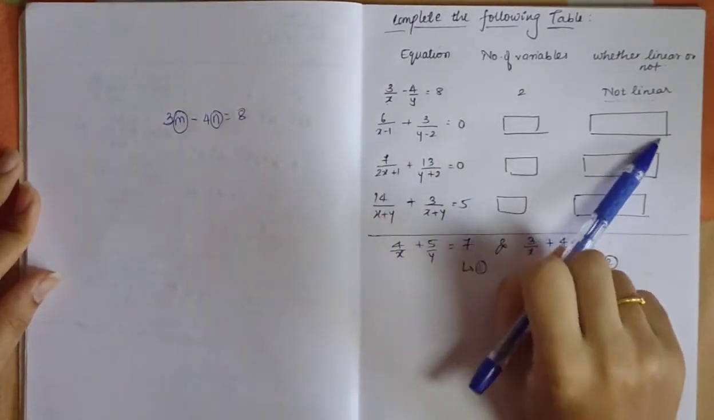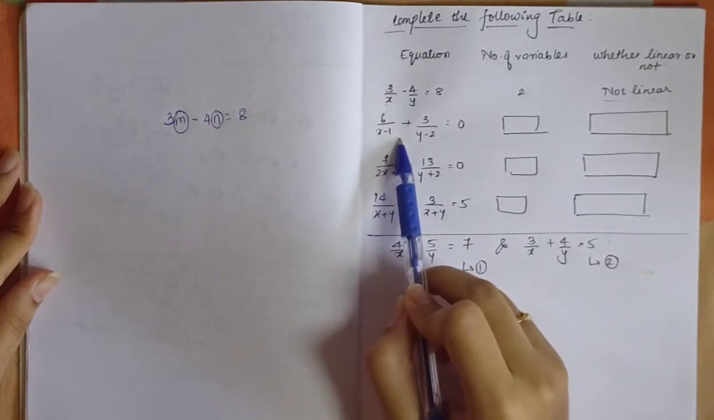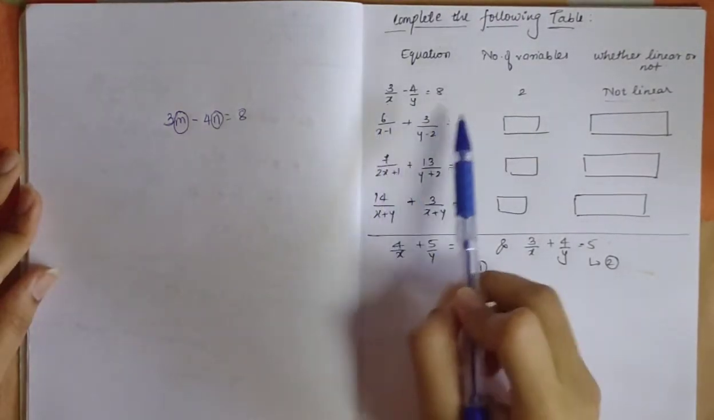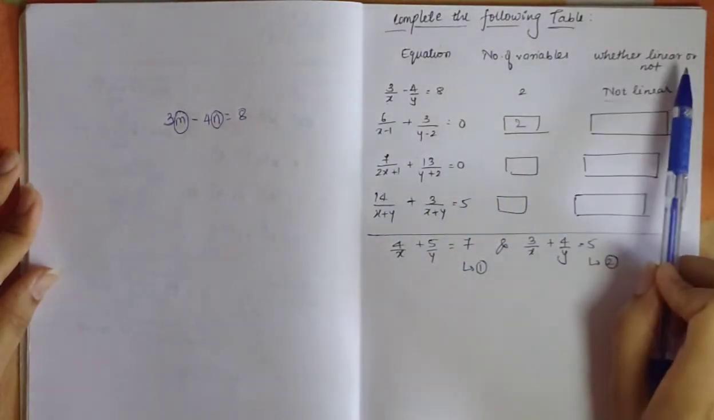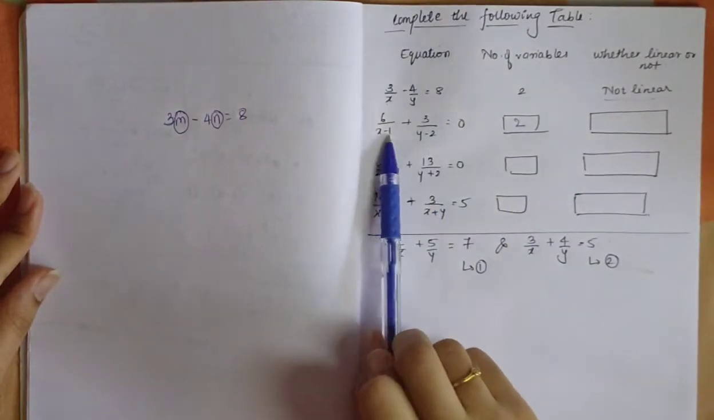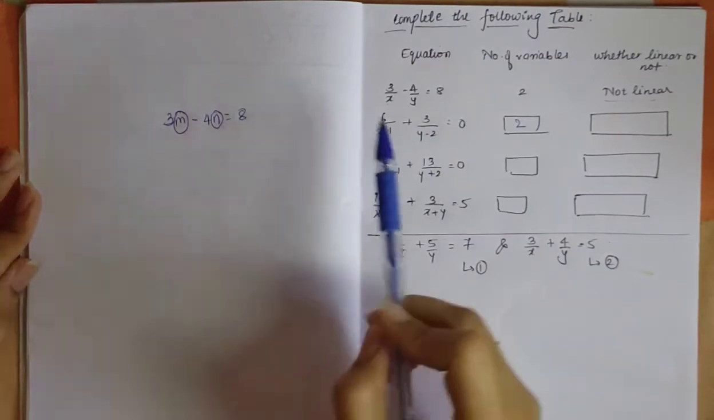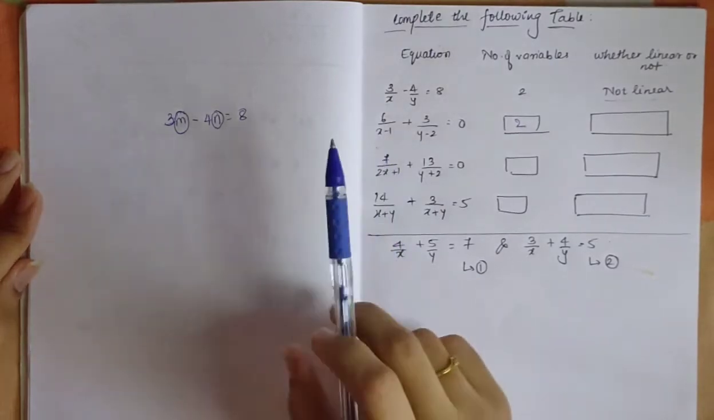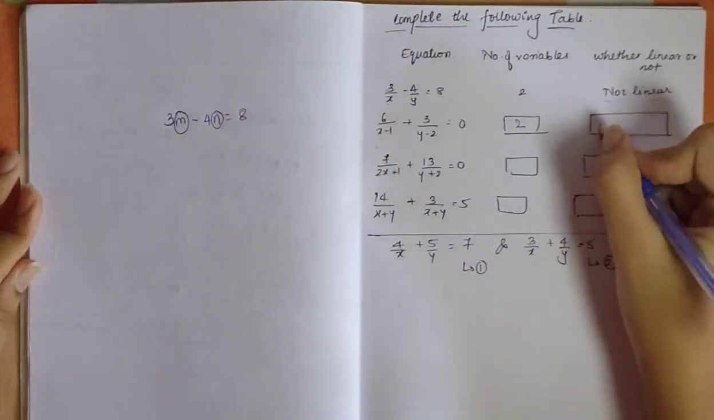Similarly, now let's go to the next sum. It says 6 by x minus 1 plus 3 by y minus 2 is equal to 0. Now the number of variables are x and y, so fill in this part. This is 2. Whether the equation is linear or not. So again, is it in the form of something like 6m plus 3n is equal to 0? The variables are in the denominator and not in the numerator, as we've already seen. The linear equations have their variables in the numerator. So therefore this is also not a linear equation.